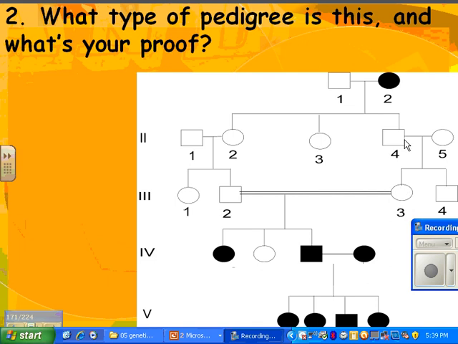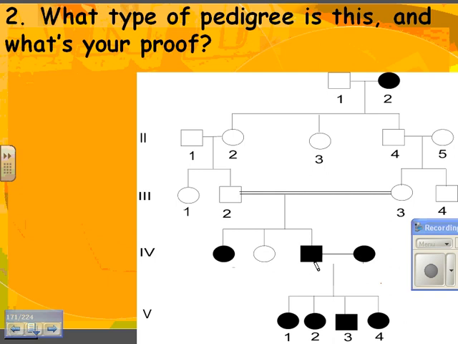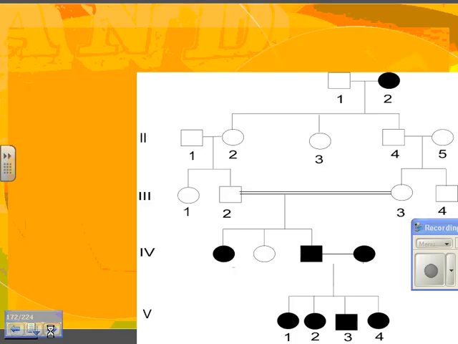So you had a carrier here and a carrier here. And then the other thing is here you have two folks who have the disorder and all 5 of their kids have it too. So that's looking like it's a recessive trait. And you can see the girls and the boys affected pretty evenly. So I would say autosomal.